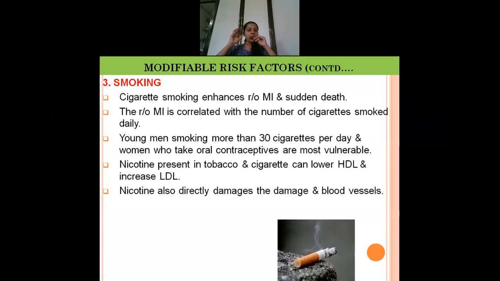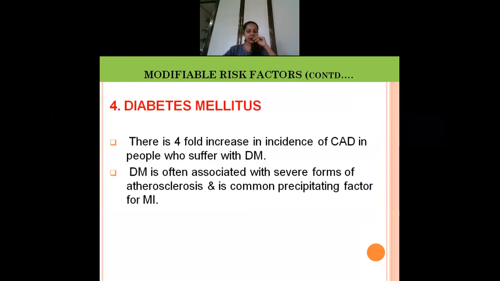And it is seen that people who smoke a lot of cigarettes, or women who are on oral contraceptives, are at increased risk of coronary atherosclerosis. Okay, and the risk of getting heart attacks is also more.